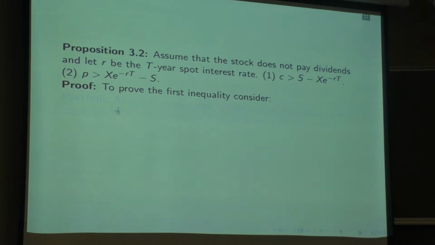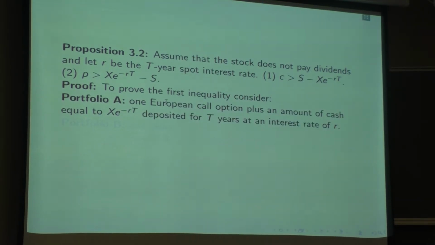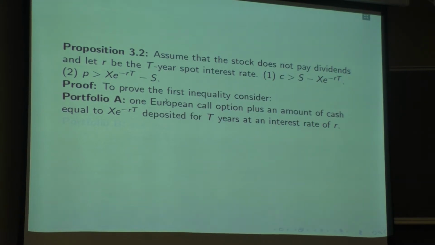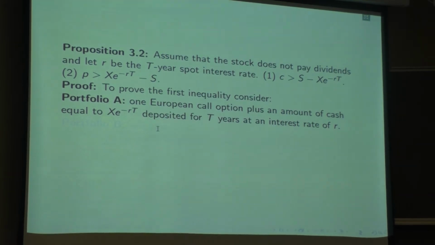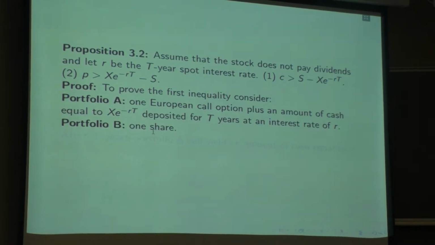So what are these two portfolios that I'm going to use to show the first inequality? Portfolio A is going to have a European call option plus an amount of cash equal to X times e to the minus RT, which is going to be deposited for T years at an interest rate of R. So that's one portfolio. It has a call option and cash. And portfolio B is going to have 1 unit of the underlying asset, 1 share, 1 unit of stock. Okay, so now let's have a look at the values, the prices of portfolio A and B at expiration time T.